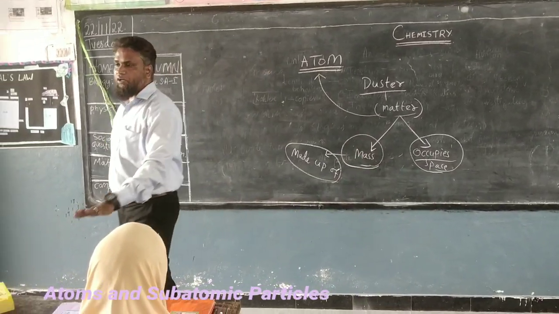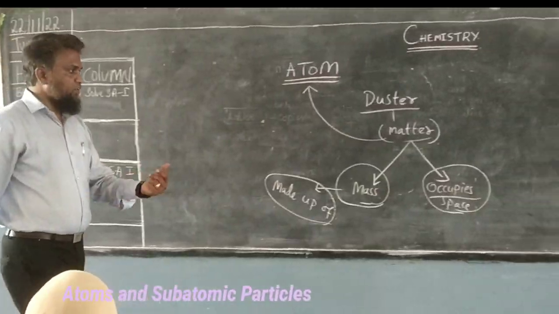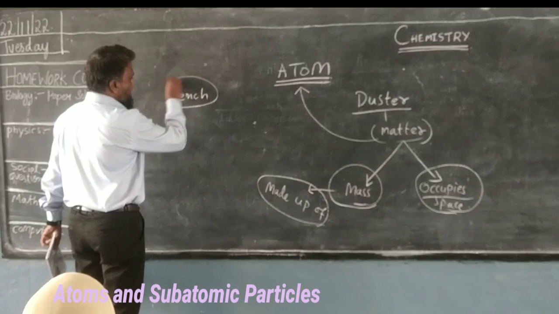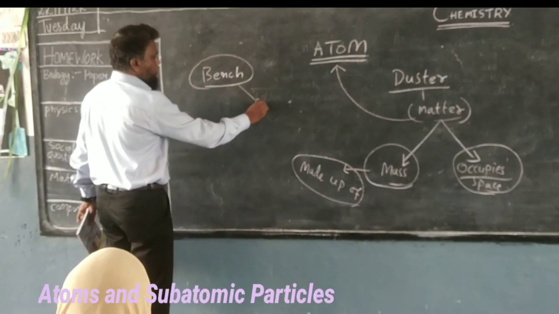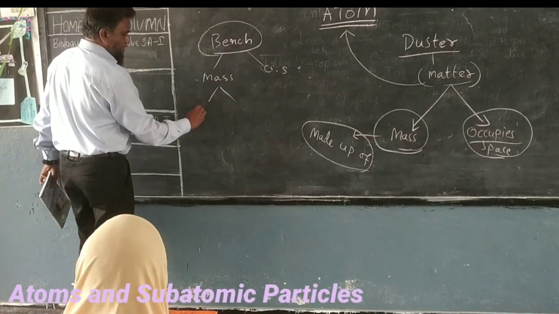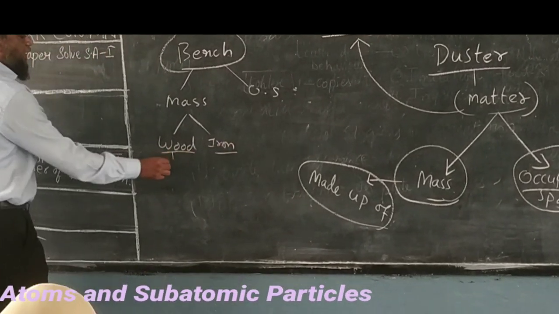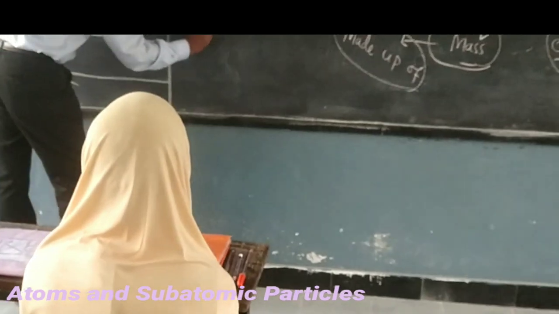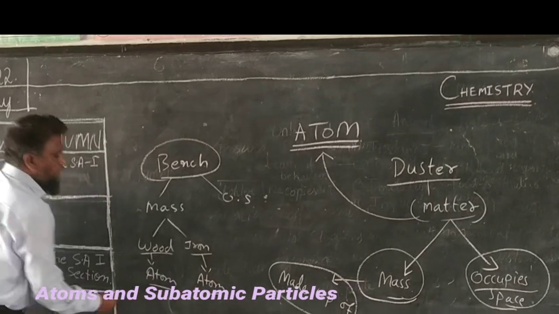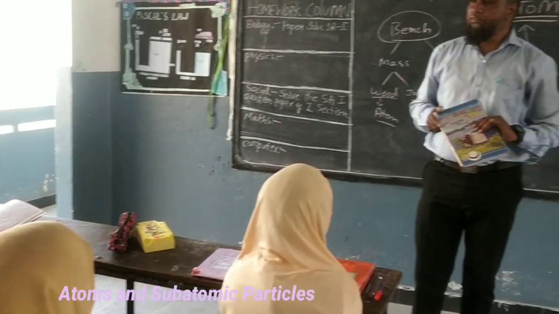This bench is made up of wood and iron. So the bench comes under matter, no? Yes. Why? Because it is occupying space and it has mass. What is the mass here? Wood and iron. So finally we can say that everything in this world is made up of atoms.